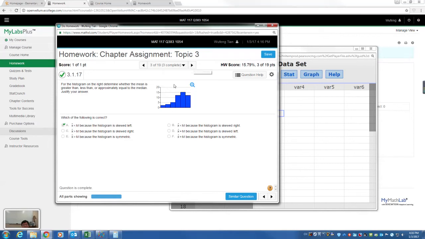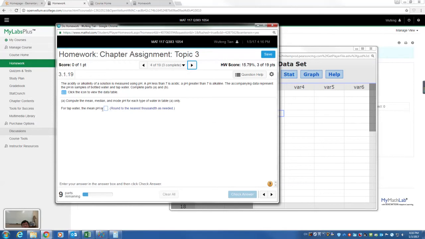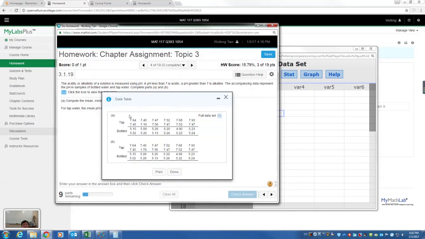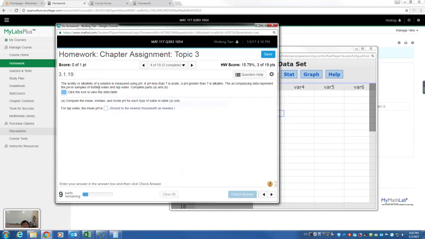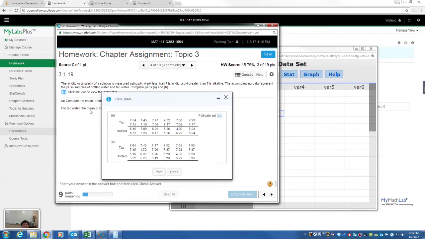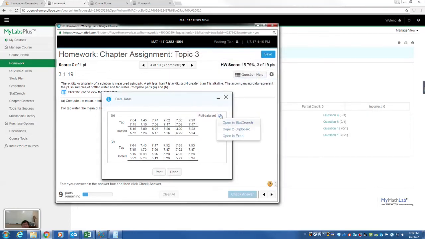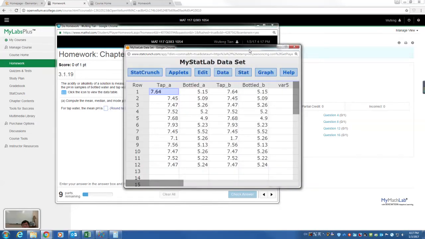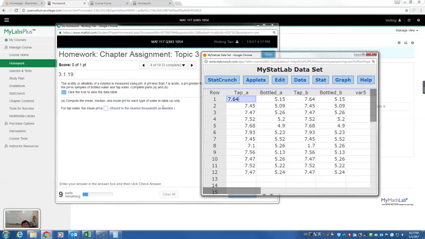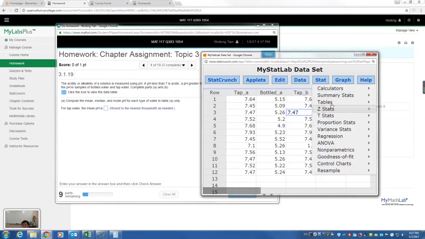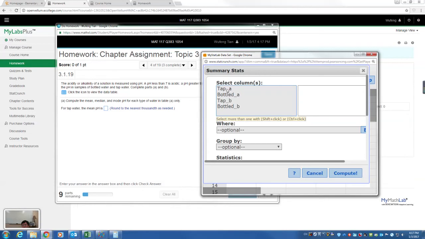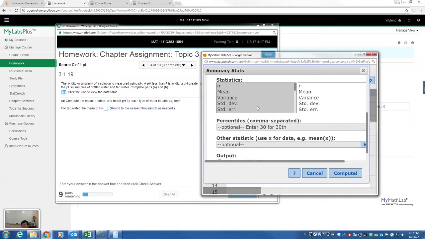Okay, and next one. Click the data to view the table. They have the table here, and ask for mean, median, and mode. So you open that in StatCrunch. It asks you for table A only. So table A, Summary Stats, Columns, and it asks for the mean, median, mode.